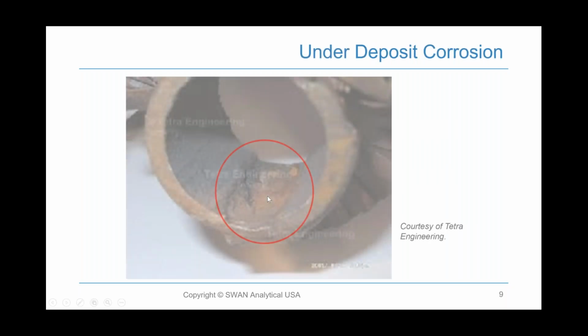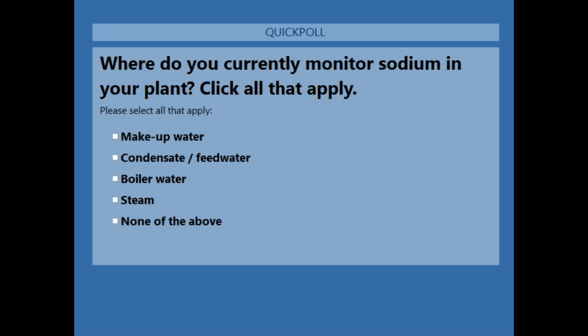Okay, we're going to pause for a brief poll. You've seen a little bit of the types of damage that sodium can do in a steam cycle system. I'd like to get your input right now. Are you monitoring sodium currently in your plant? Where are you monitoring at? Please feel free to click on any or all of the answers, and we'll give it a couple of seconds, and then we'll share those results with you, get a feel for what our audience is currently doing.